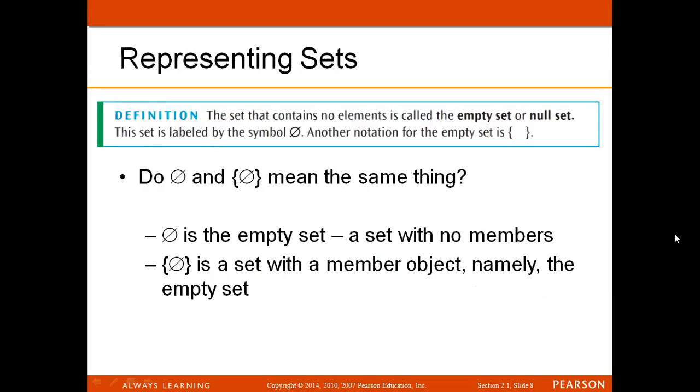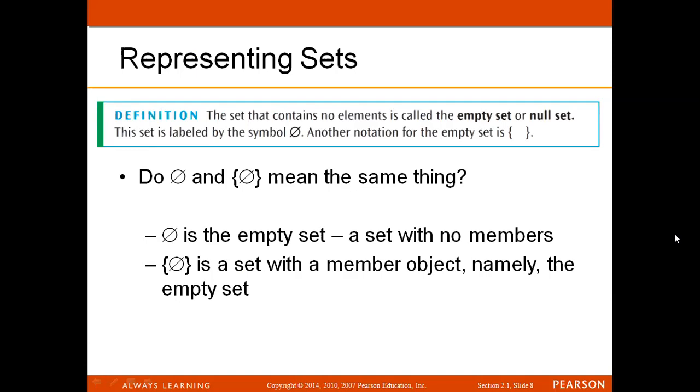The set that contains no elements is called the empty set or the null set. This set is labeled by the symbol that looks like a 0 with a line through it. Another notation for the empty set is a pair of set brackets that have no elements listed inside of it.